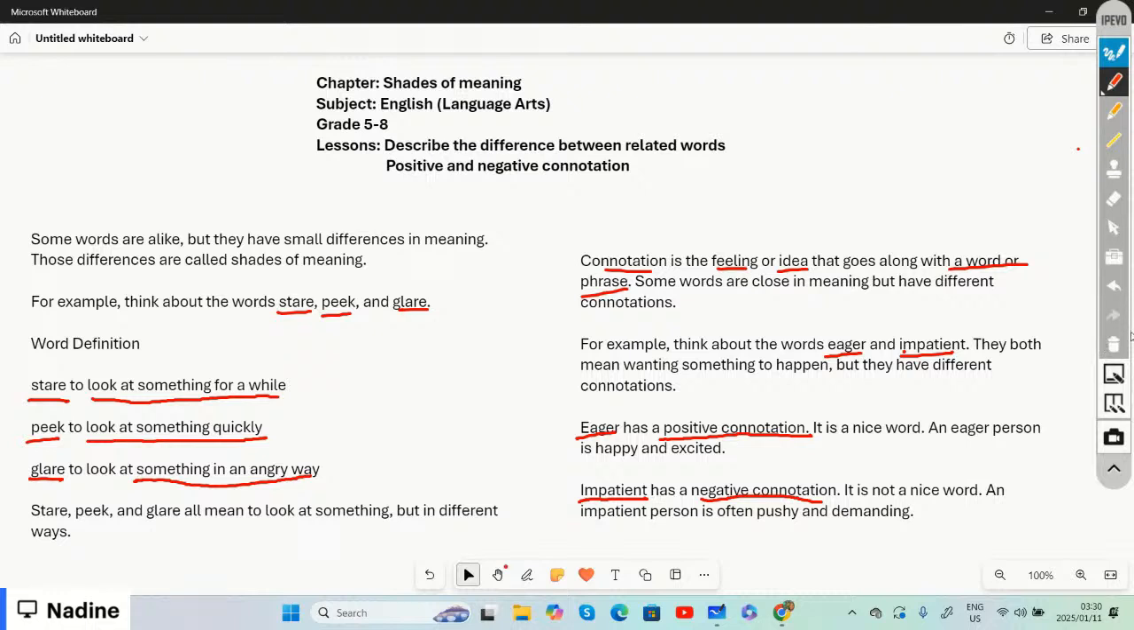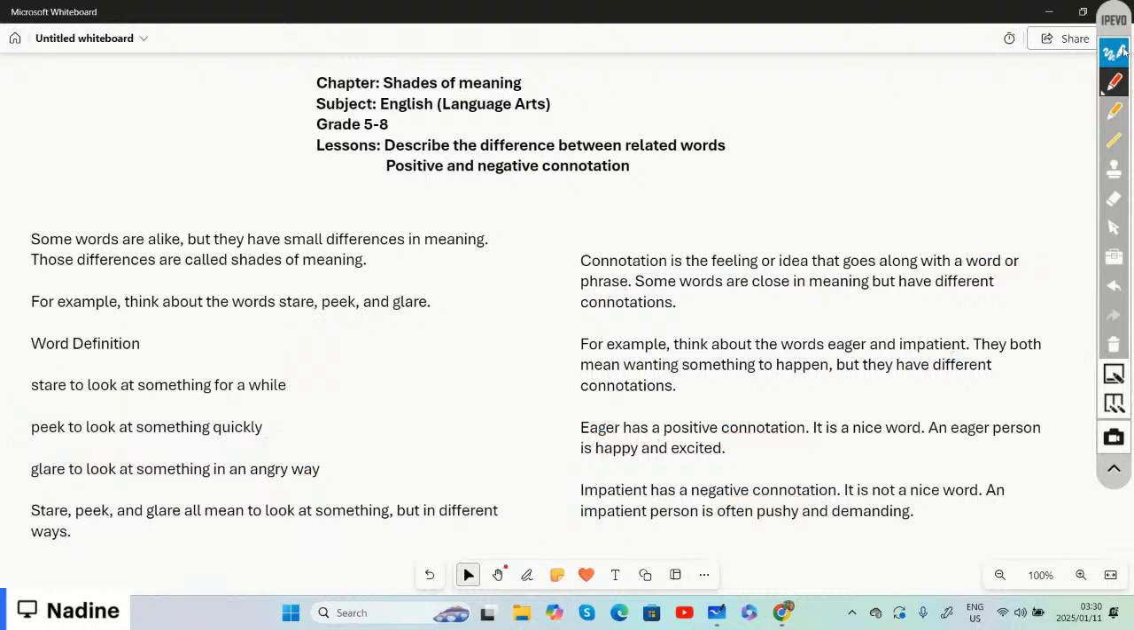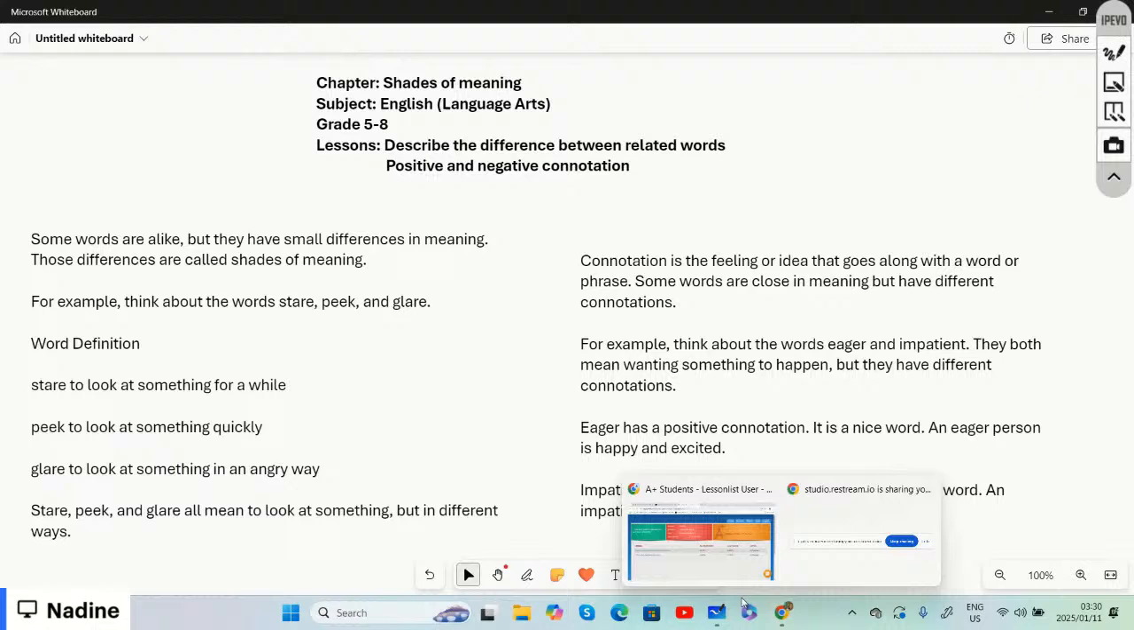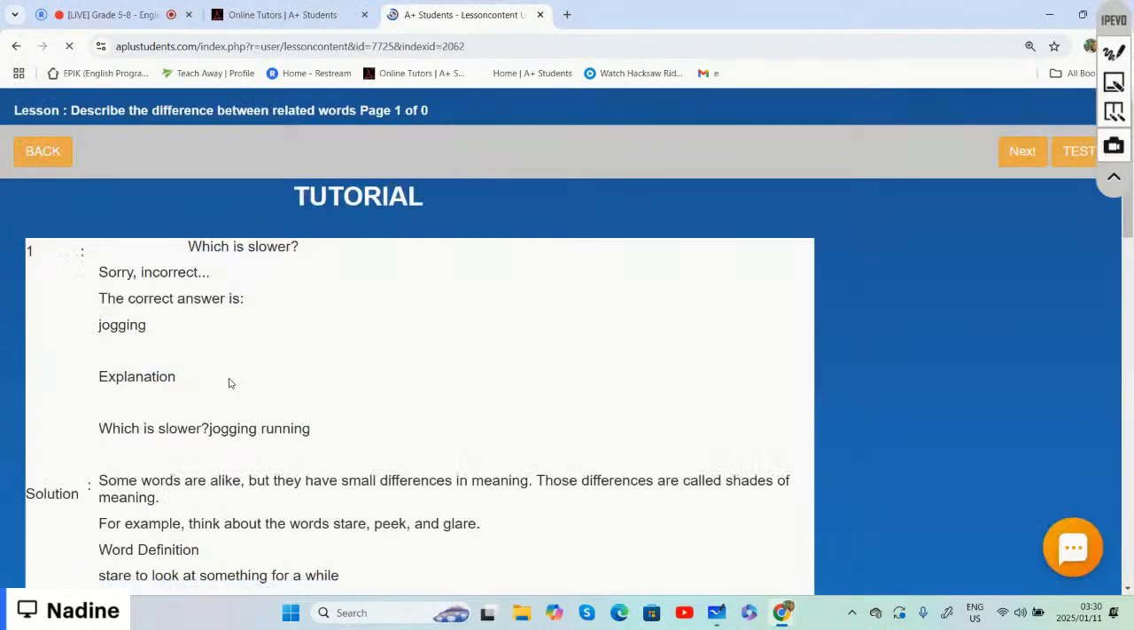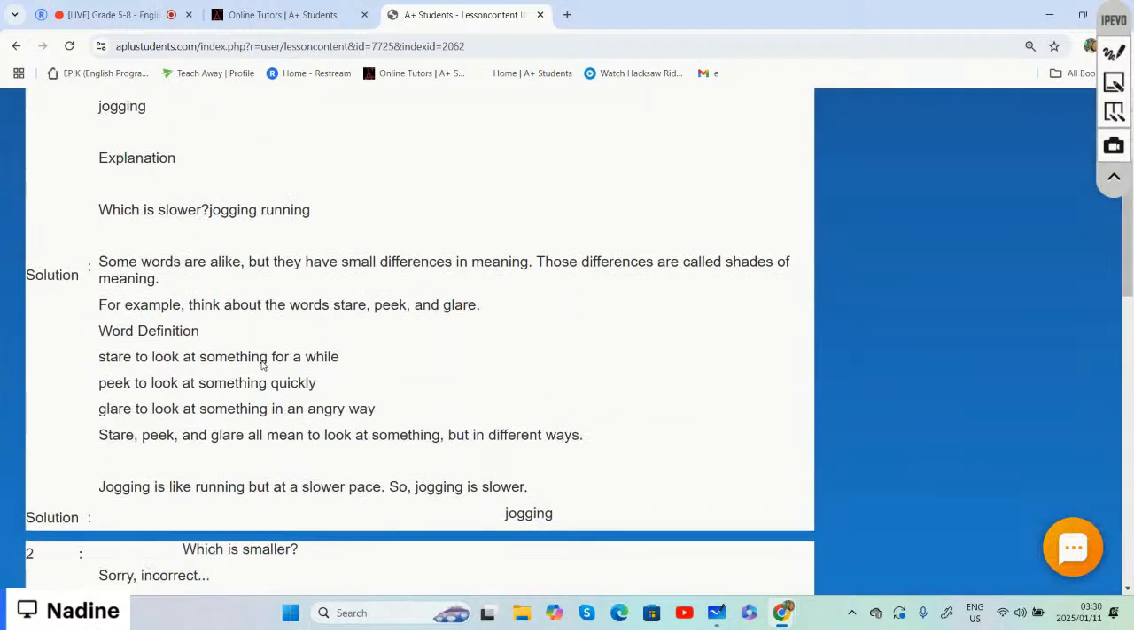All right, so now we're going on to aplusstudents.ca, and we're going to describe differences between related words, right? And remember, we said that when it comes to differences between related words, some of the words are alike. You might think that the words are the same, but they just have slight differences in meanings, and we call those shades of meanings, right?